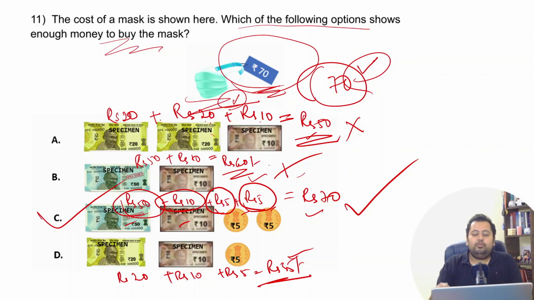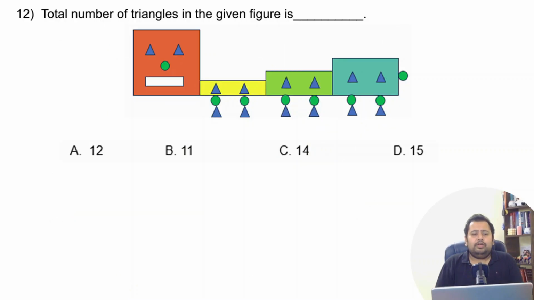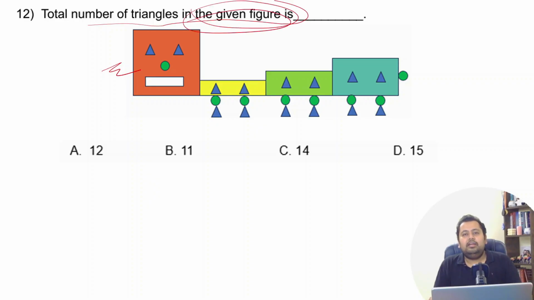We move to question number 12. In question number 12, you see a lot of squares, rectangles, circles, triangles. You can see in the figure given over here, a very colorful, nice image. You have to find out how many triangles you see in the given figure. So pause the video, count it one by one first, and then look at the correct answer.